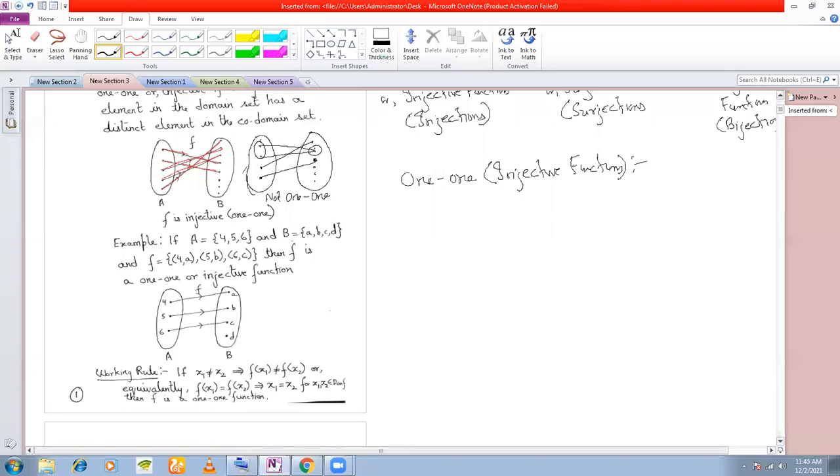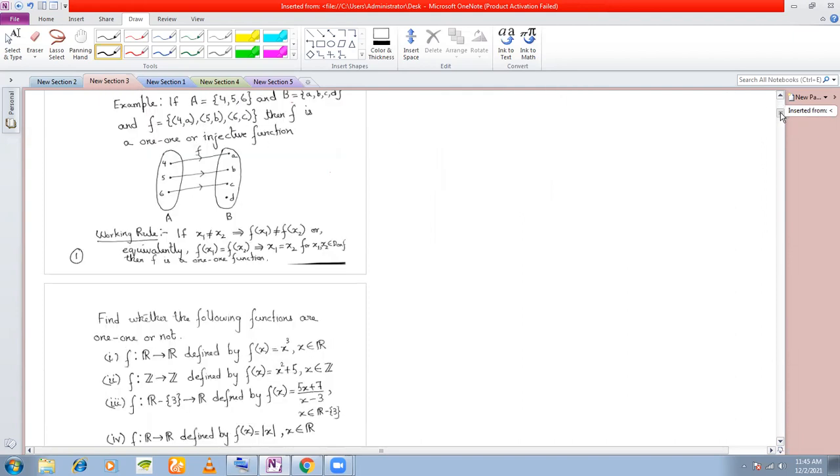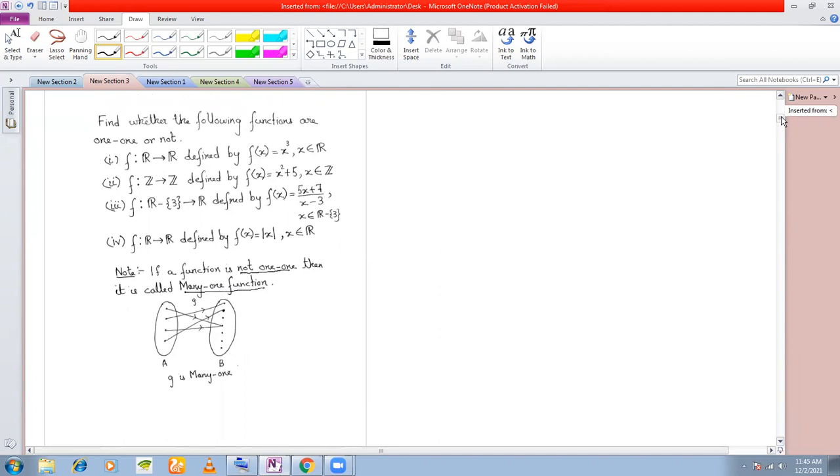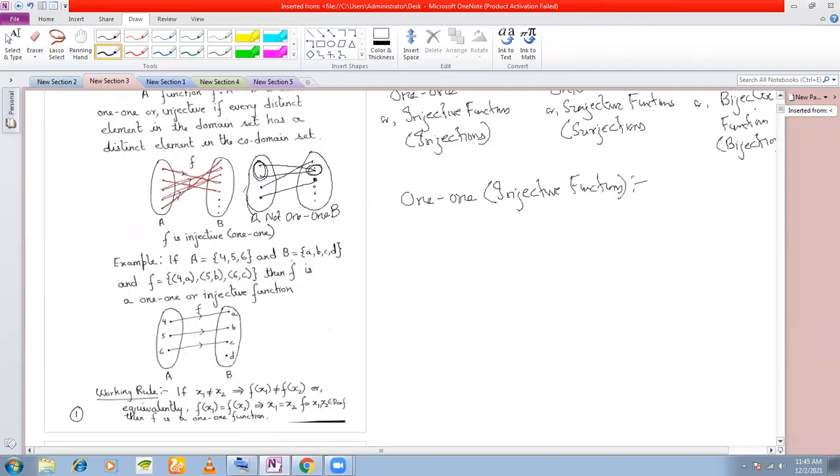Now, because these two elements here in the set A have a single image B, it is distinct definitely, but because the image is the same, therefore it is not one to one. In this case, what is this function called? This function is called a many to one function. See here I have written, if a function is not one to one, then it is called a many to one function. So if you check whether a function is one to one or not, and you see that the function is not one to one, then you can easily say that it is many to one.